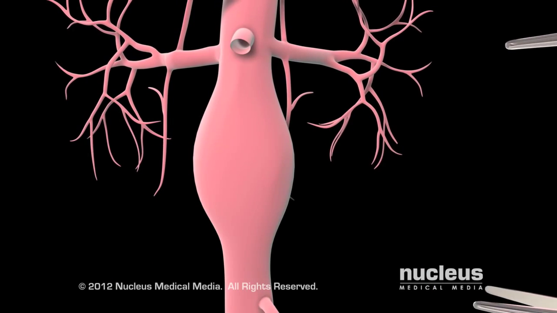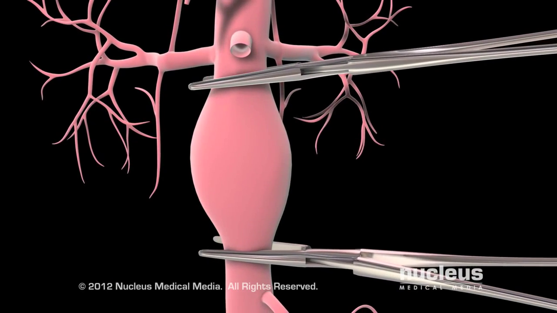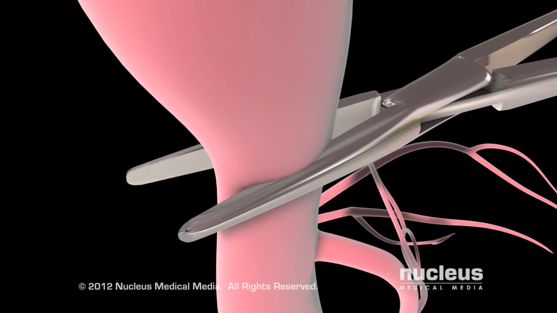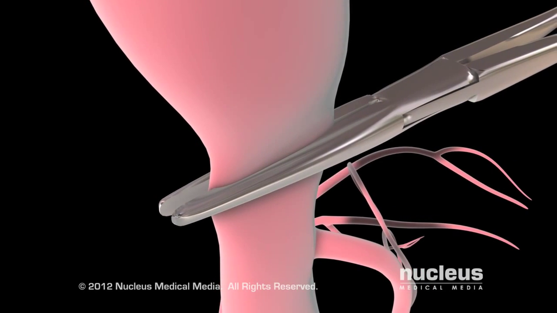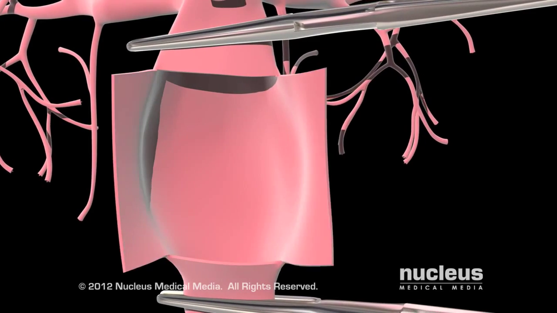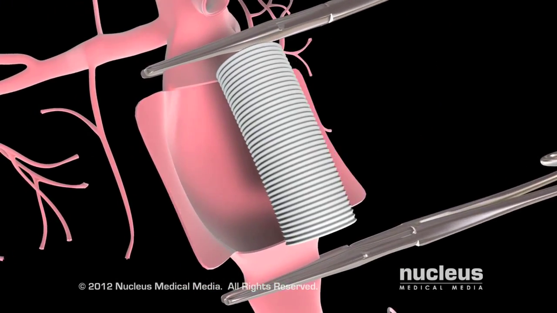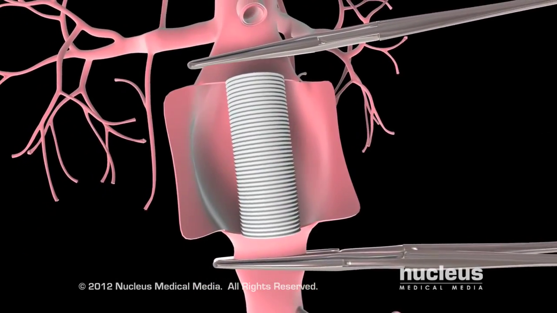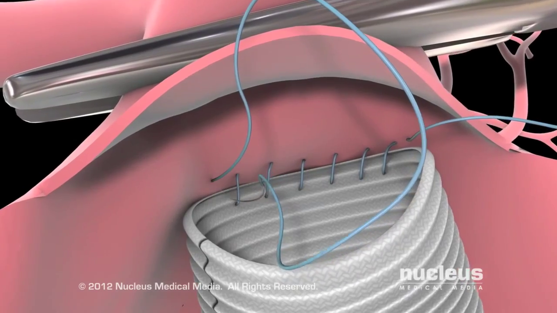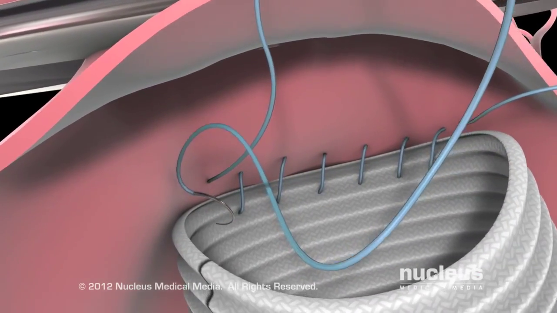He or she will then locate the aneurysm and clamp the aorta just above and below it. Your surgeon will then open the aneurysm and sew an artificial graft, the same size and shape as a healthy aorta, into place.